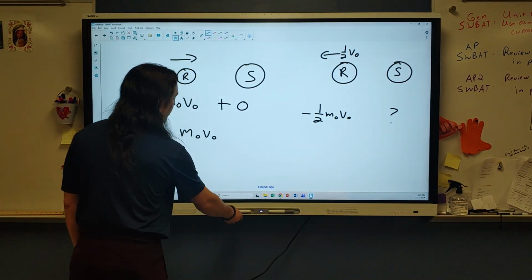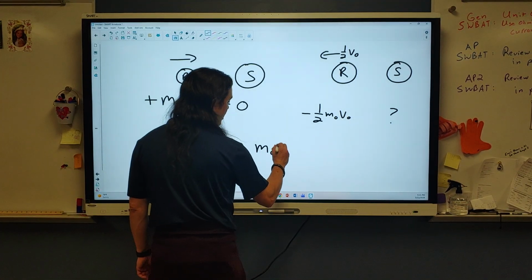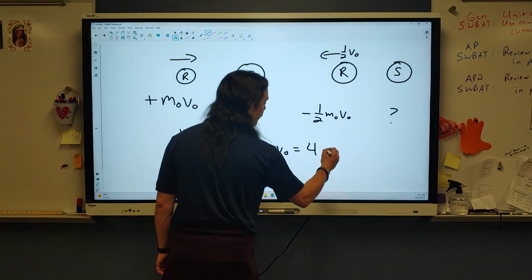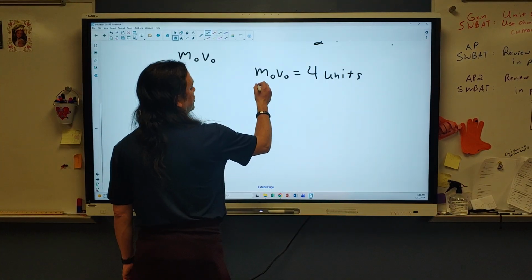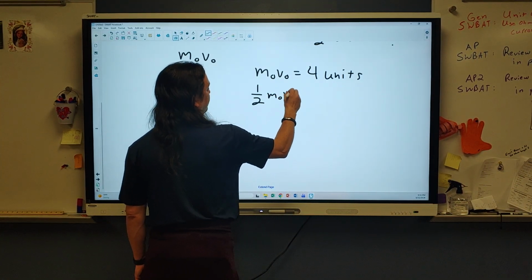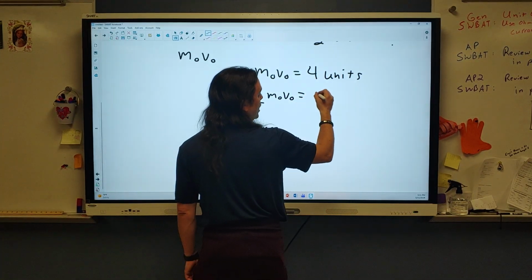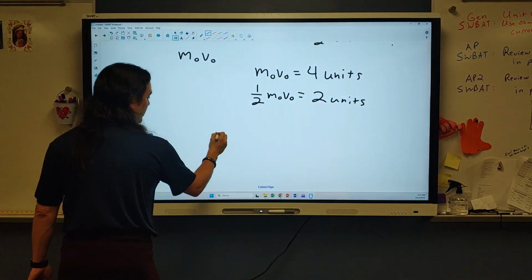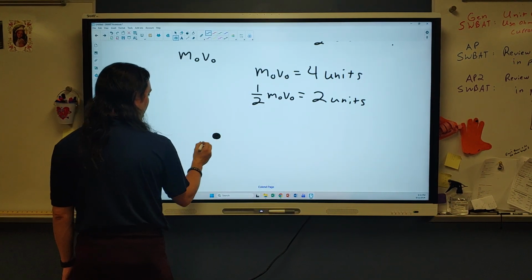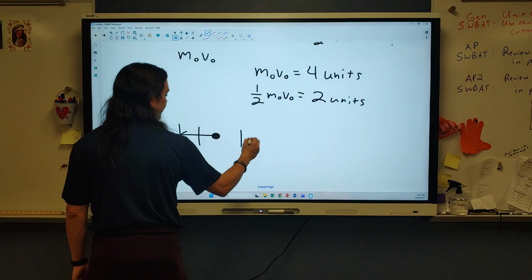Okay, one thing that I'll bring up is this. Looking at this and getting the scale, we know that we started with m naught v naught, and that was equal to 4 units. Great. Well, if I need something to be 1/2 m naught v naught, how many units should it be? Well, 1/2 of this would be 2 units. So on my graph, here's my dot. I need to draw an arrow that is 2 units to the left.